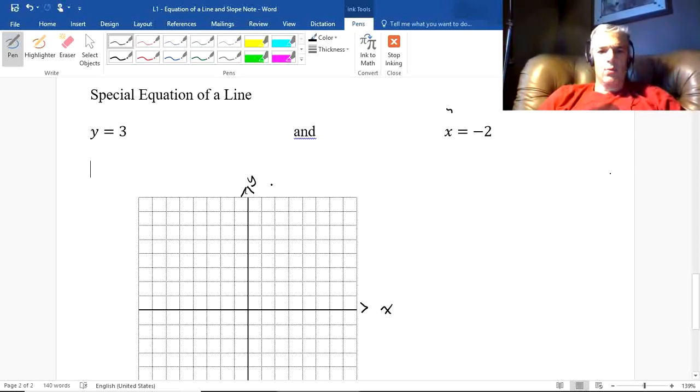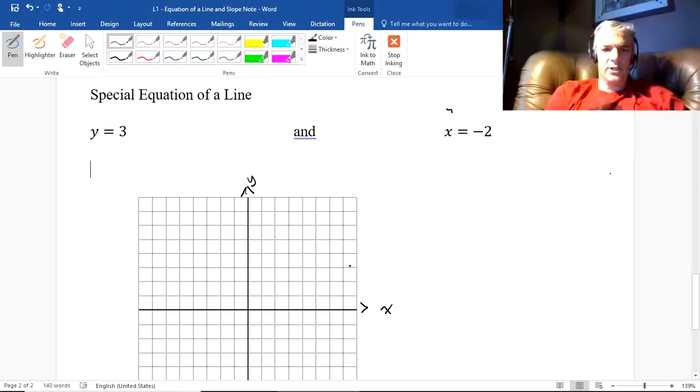Where is y equals 3 on this? Y equals 3 is 1, 2, 3 right here. Y also equals 3 here, and here, here, here. So essentially what you have is a line that goes straight across. That's what y equals 3 looks like. It's a horizontal line.